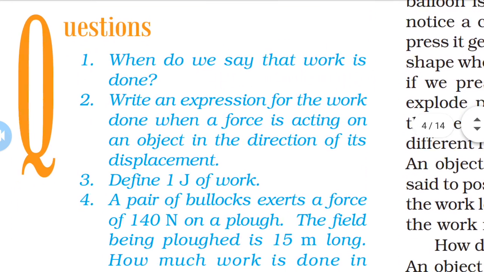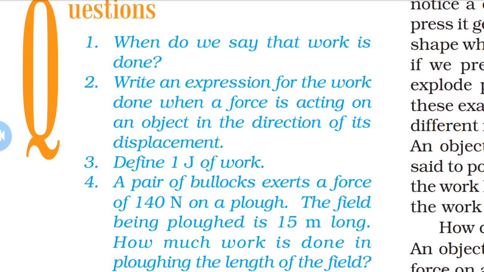Now next question. First, when do we say that work is done? Work is said to be done when a force acts on an object and the object moves in the direction of force. Second question, write an expression for the work done when a force is acting on an object in the direction of its displacement. As we know, work done equal to force multiplied by displacement, that is W is equal to F multiplied by S.